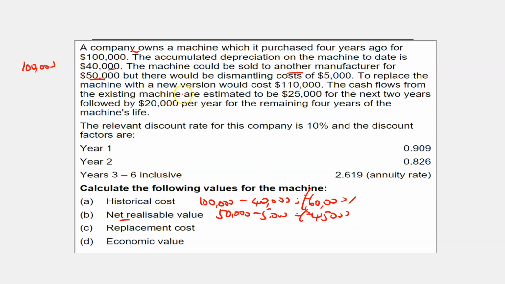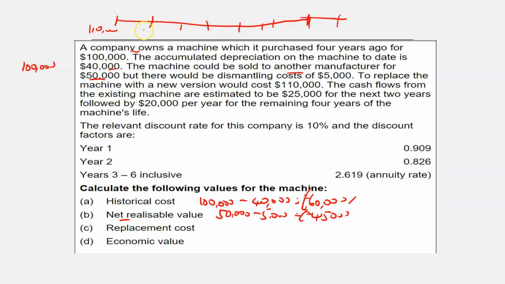Replace the machine with a new version, which is what I was saying here. In terms of the replacement cost, when we calculate that, we do what I said earlier on. We take the 110,000 and basically, where are we here? So I guess from here we could see that this was a 10-year period, wasn't it? Because if it said that you purchased it 4 years ago and you have depreciation of 40, that gives us a sense that this is a 10-year thing, isn't it?